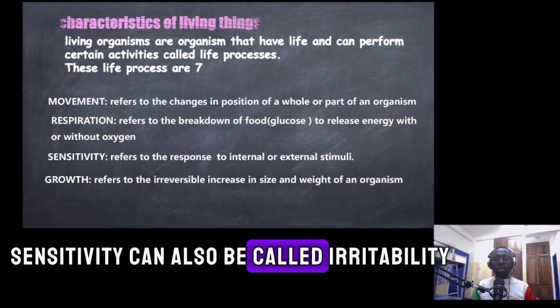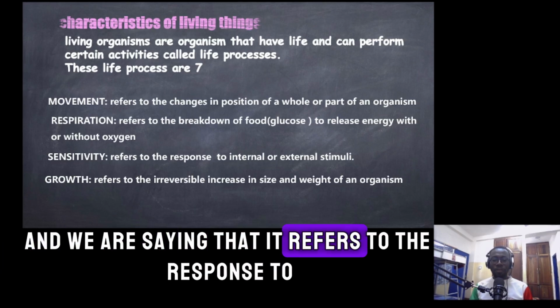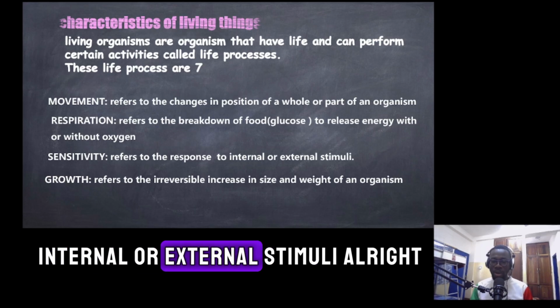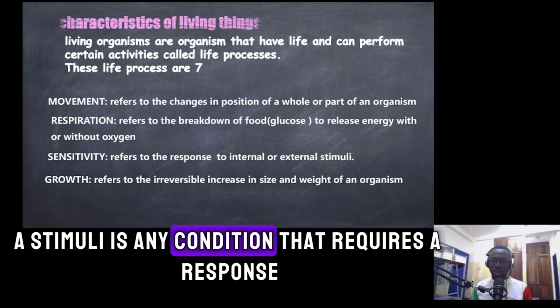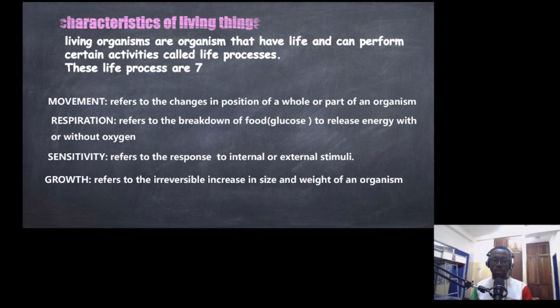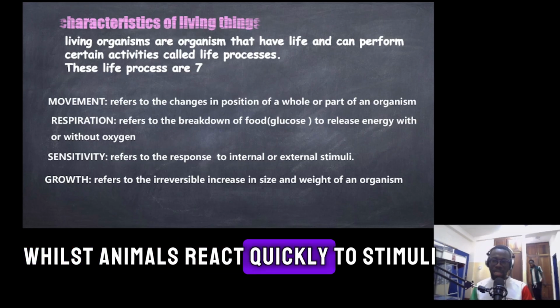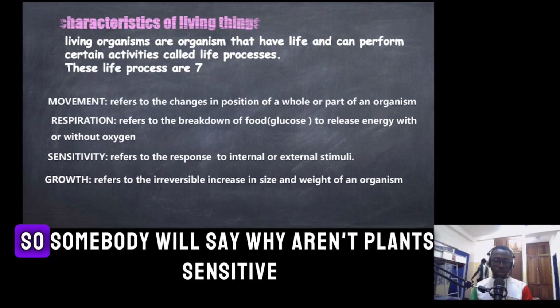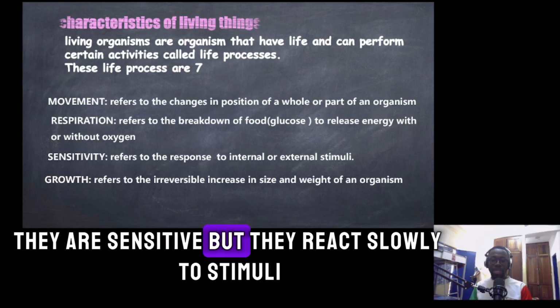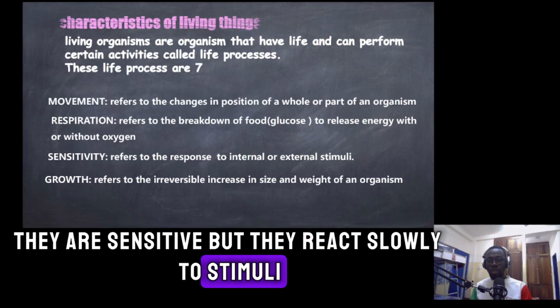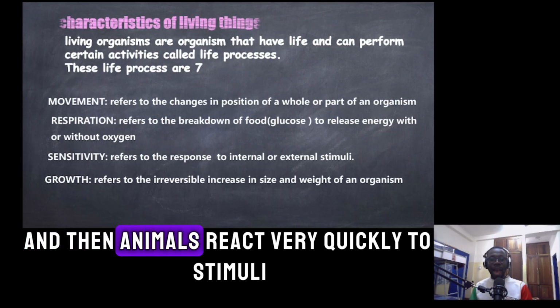Sensitivity can also be called irritability, and it refers to the response to internal or external stimuli. A stimulus is any condition that requires a response. Plants react slowly to stimuli, whilst animals react quickly to stimuli. So somebody will say, why aren't plants sensitive? They are sensitive, but they react slowly to stimuli. And then animals react very quickly to stimuli.